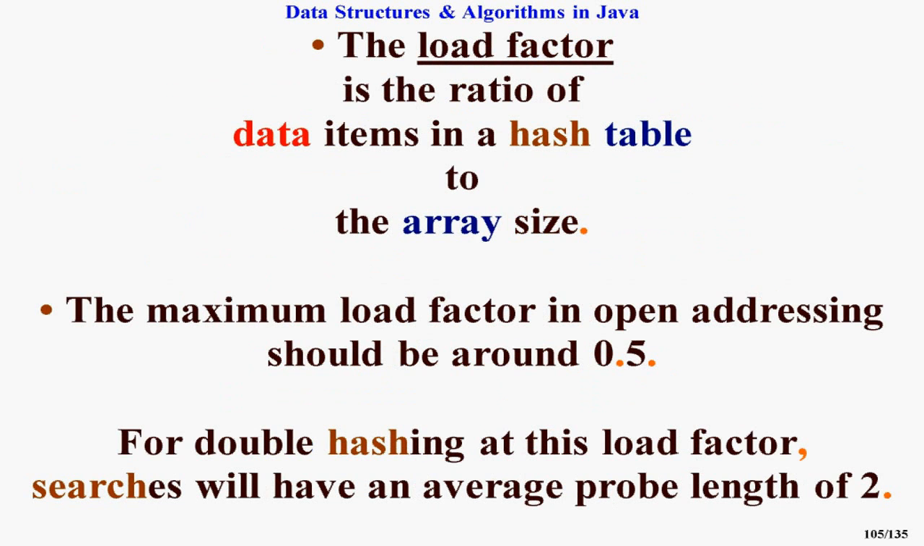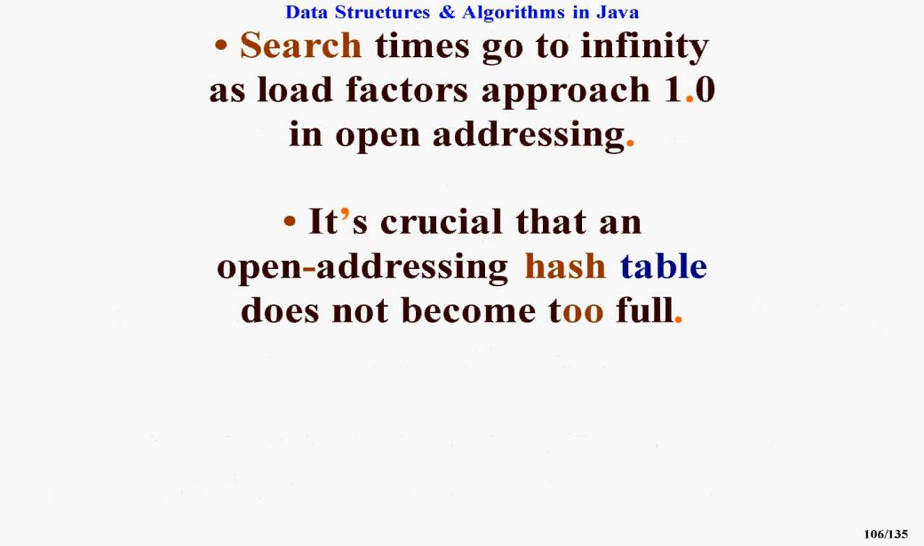The maximum load factor in open addressing should be around 0.5. For double hashing at this load factor, searches will have an average probe length of 2. Search times go to infinity as load factors approach 1.0 in open addressing. It's crucial that an open addressing hash table does not become too full.